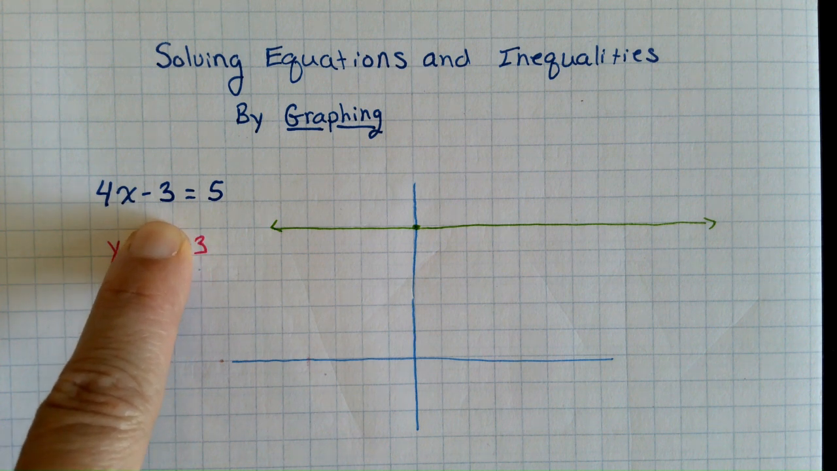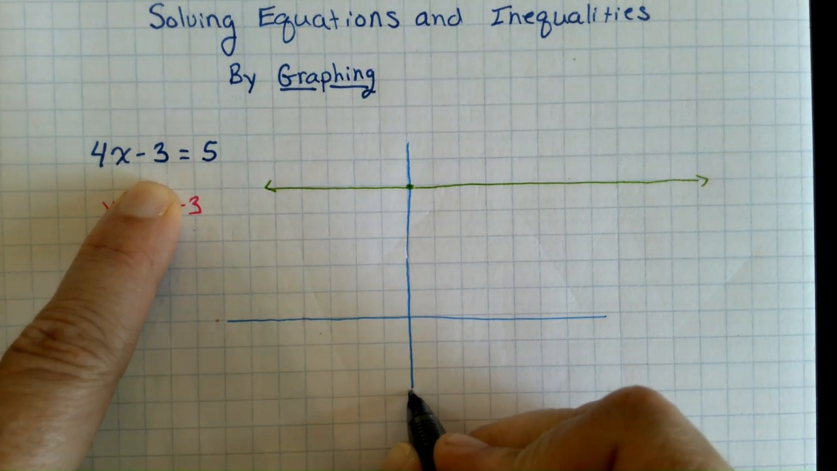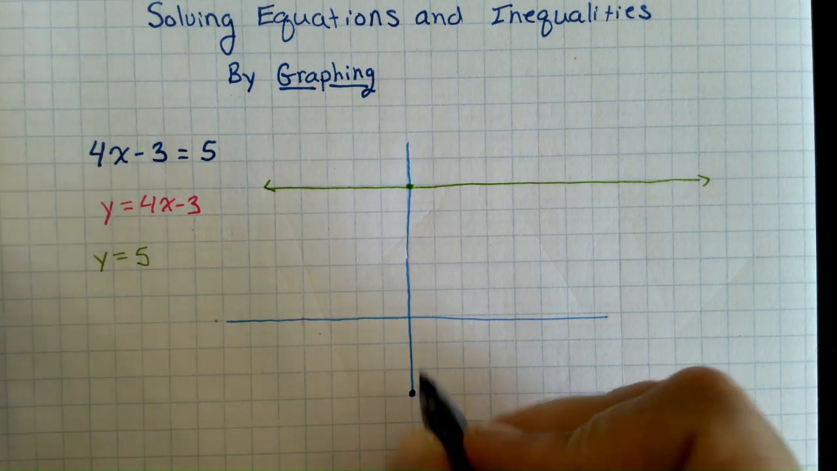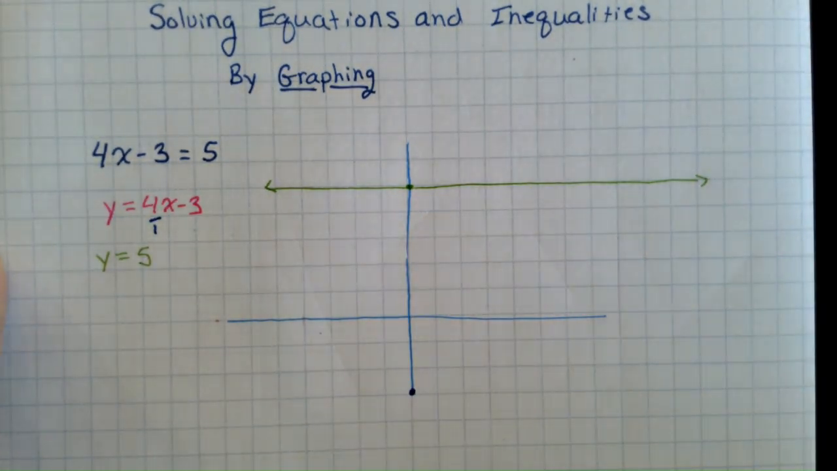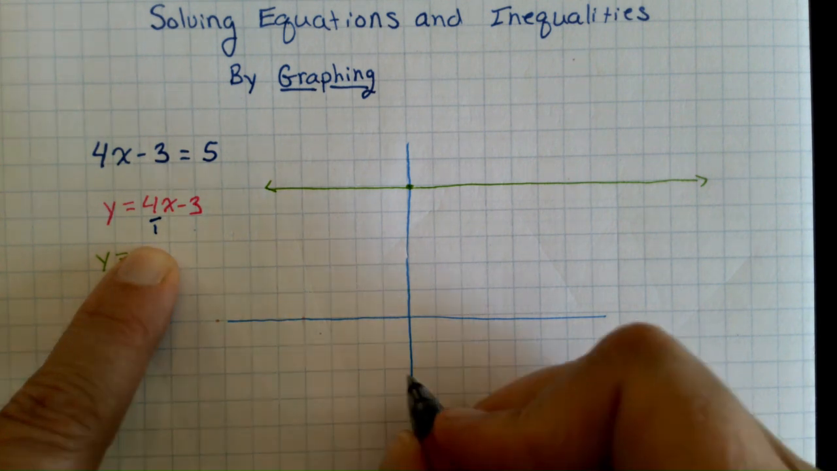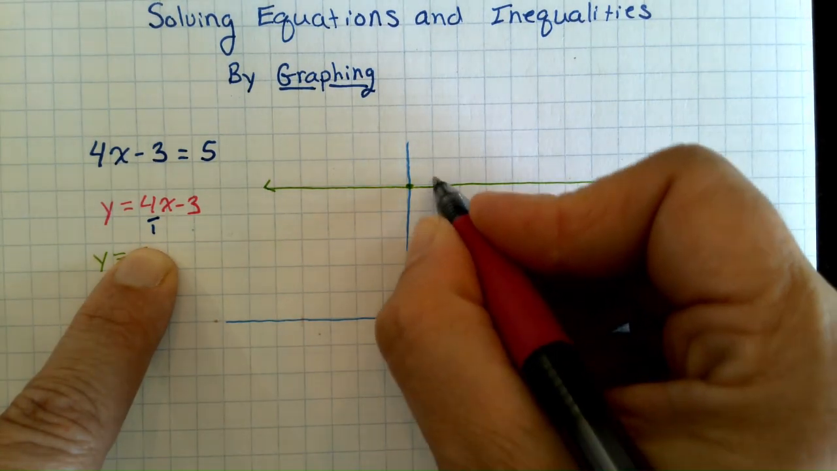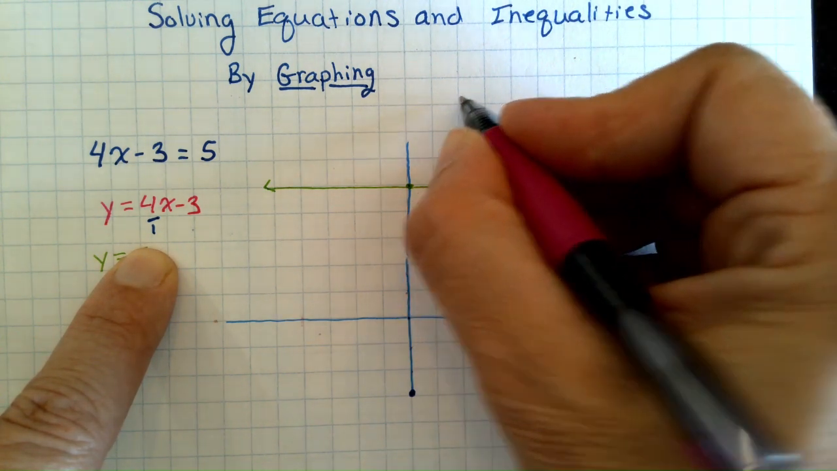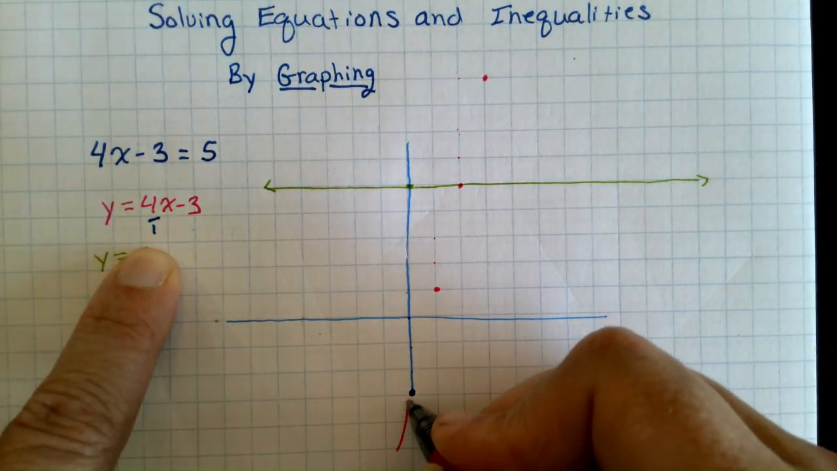The number that's by itself is -3, so I'm going to start on my y-intercept at -3. And the number in front is 4, or we can change it to 4 over 1. And that is going to be our slope. So our rise and our run, up 4 over 1, and we will connect those.